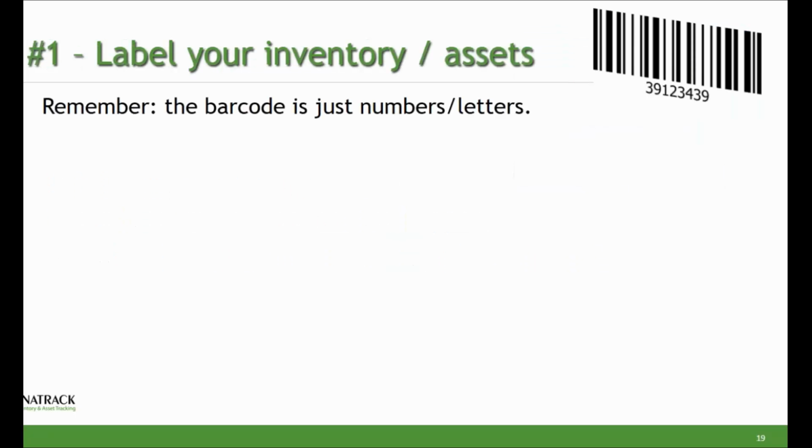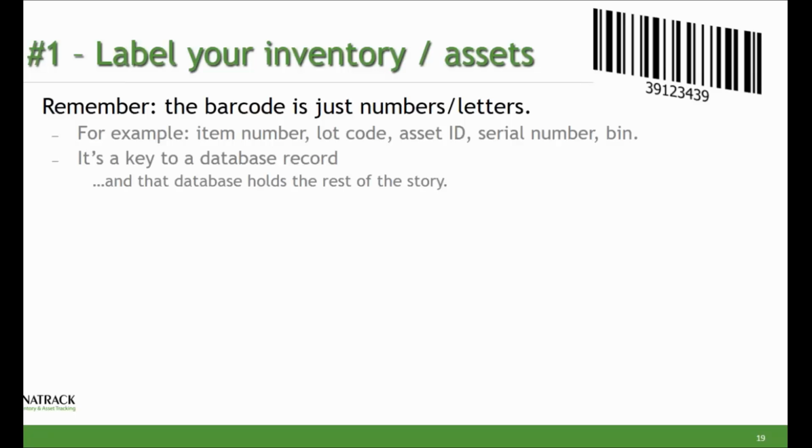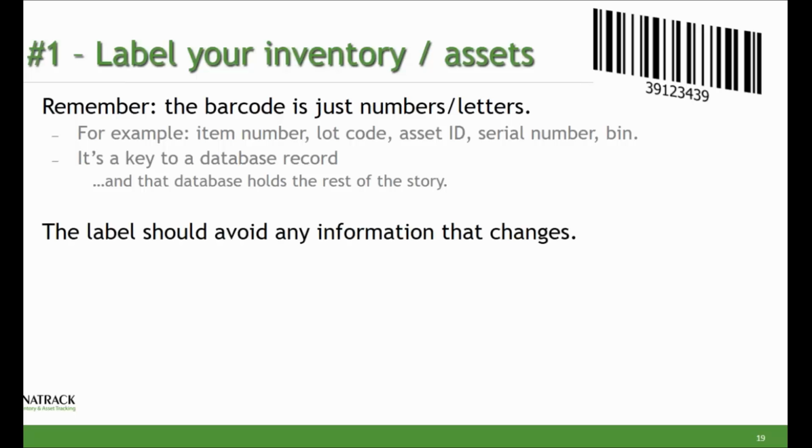So the first step is label your inventory or assets. Remember, the barcode is just numbers and letters. So it's an item number, a lot code, an asset ID, a serial number, a bin. All it is is a key to that database record, and that database is what's going to give you the balance of the information that's important. So because of that, the label should avoid any information that changes.